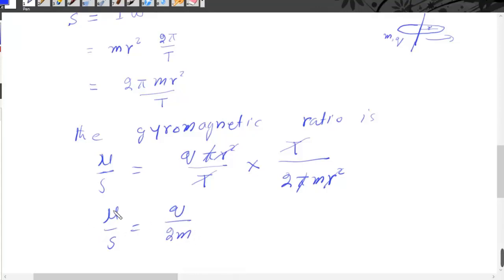The gyromagnetic ratio is independent of r and the time period T. Whatever the size of the ring, it is independent of r. It is only dependent on the mass and the charge on the ring. When the charge is negative, the directions of μ and S are opposite. And this is the quantum value.